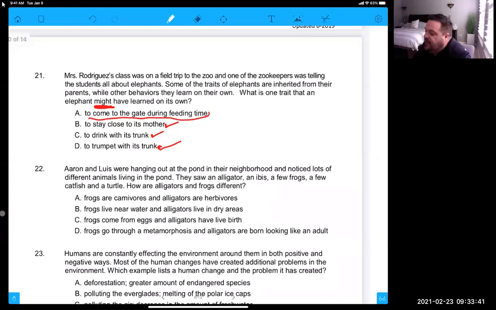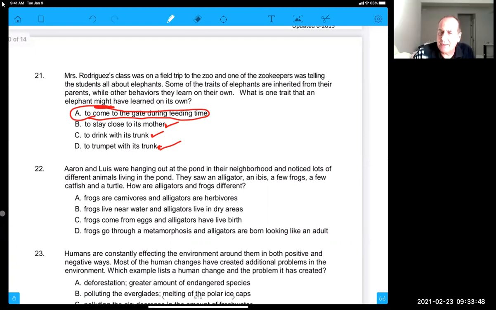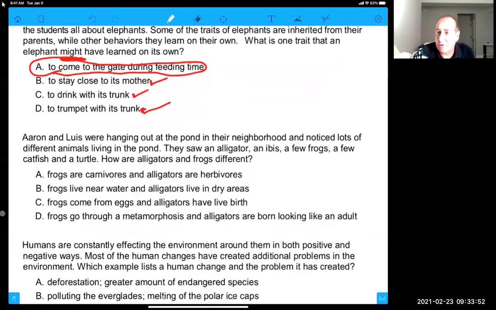Coming to the gate during feeding time, they learn when the person is going to feed them, and it will come every time.